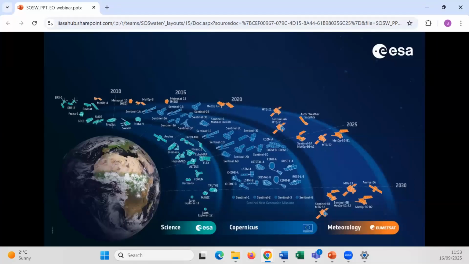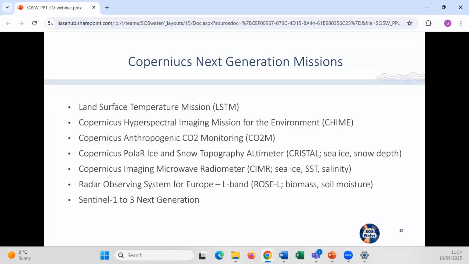And then from 2030 on, we have a new generation of Sentinel-1, 2, 3 satellites, which will then have significantly improved specifications. In the period between 2025 and 2030, we have continuity of Sentinel-1 to 3, but there's also a bunch of new satellite missions from Copernicus, such as the land surface temperature mission, which fills an important gap in Europe's Earth observation portfolio, which did not have high-resolution temperature data, such as from Landsat, until now.